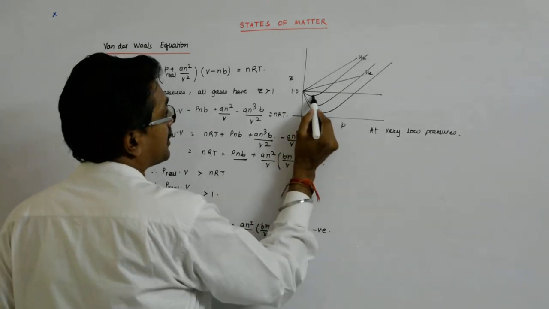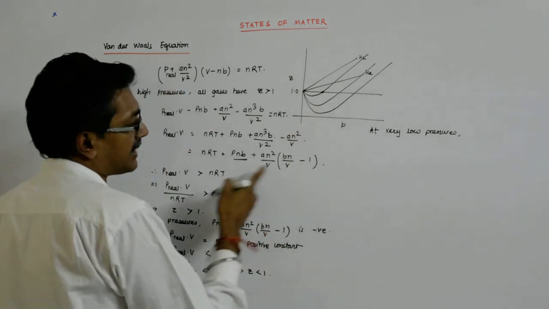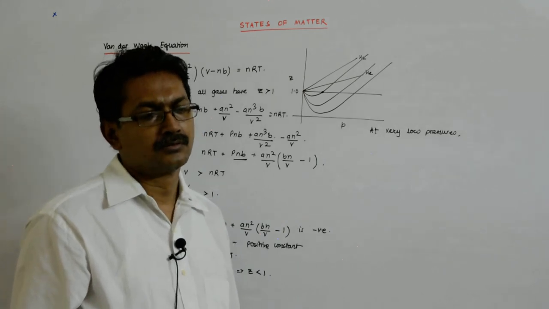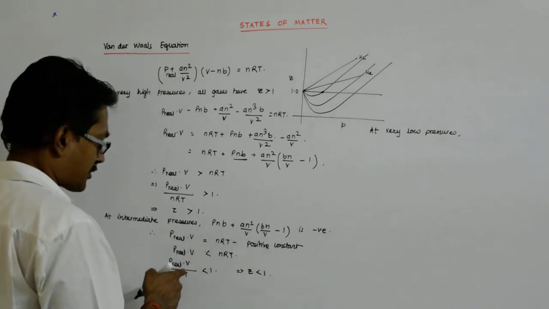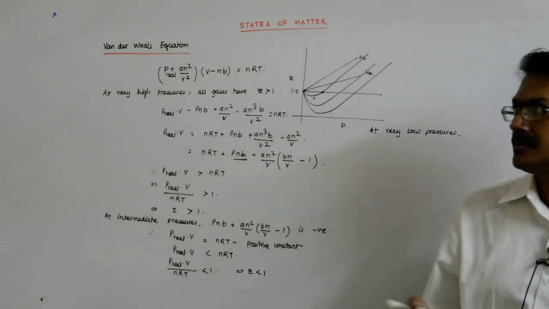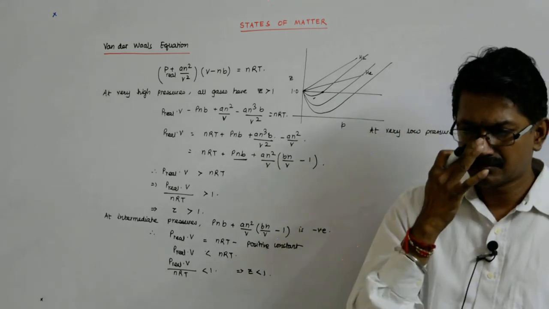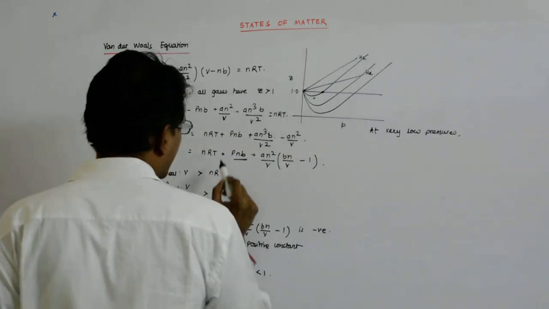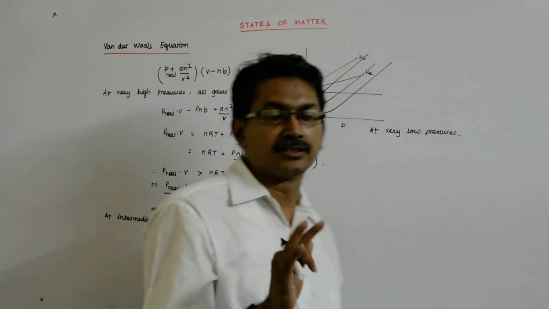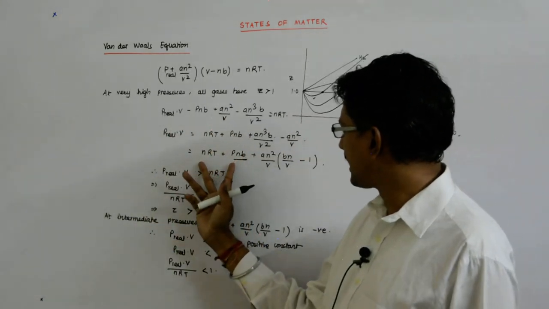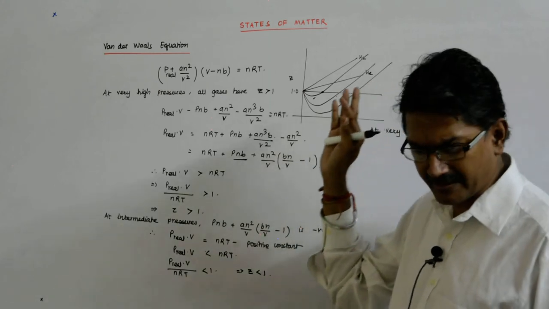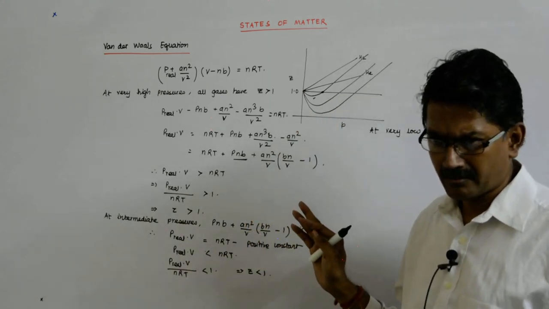Here, just try to understand. This is the point where they are equal. This is that intermediate pressure where it is less than 1. This is why it had dipped. Why did this not dip, hydrogen and helium? Because their a values are very, very small. So even if it is negative, it is absolutely negligible. So you see, P real into V is always greater than nRT. So that's why it takes off straight. Okay.